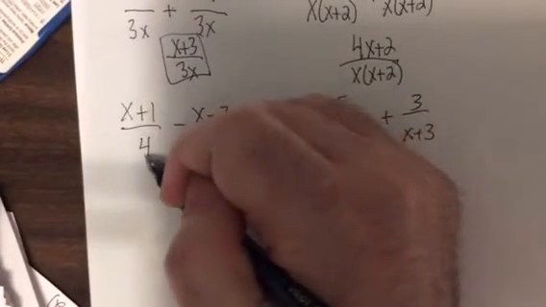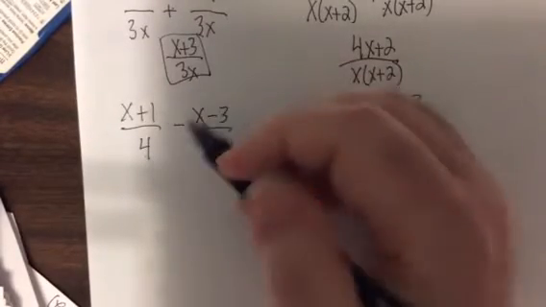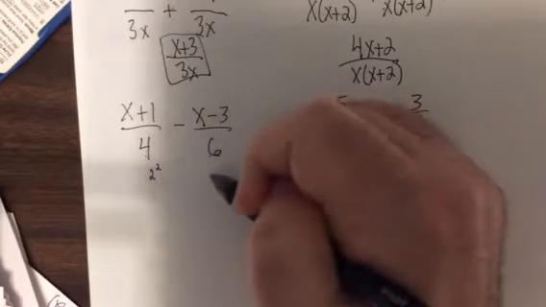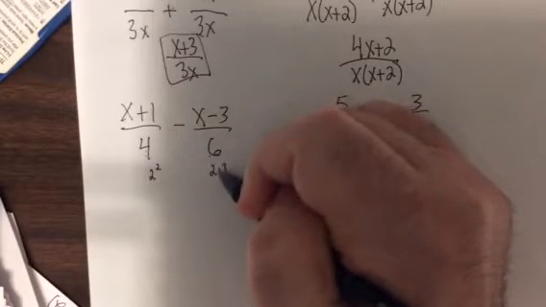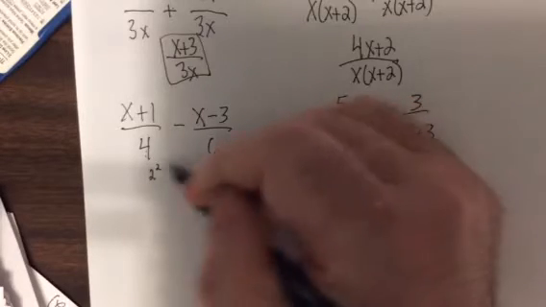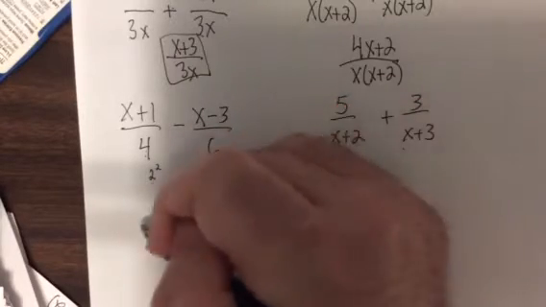Okay, the LCD, let's see. What number does 4 go in? Now you could do it this way. There's two 2s in 4, 2 and 3. So you need highest powers, 2 of them, and you need the 3. The most it occurs is once. So it's 12.